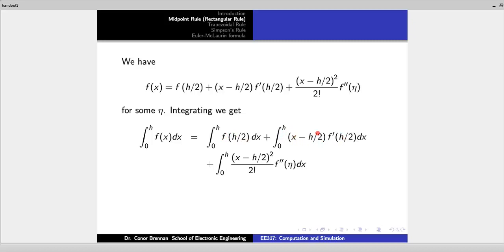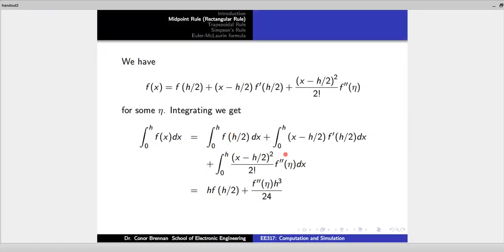This here, when you integrate it, goes to 0 because this is a constant, and for half the interval, from 0 to h over 2, this will be negative. From h over 2 to h, this will be positive, and it cancels out. So this all goes to 0. The second term goes to 0, and we're left with the third term.